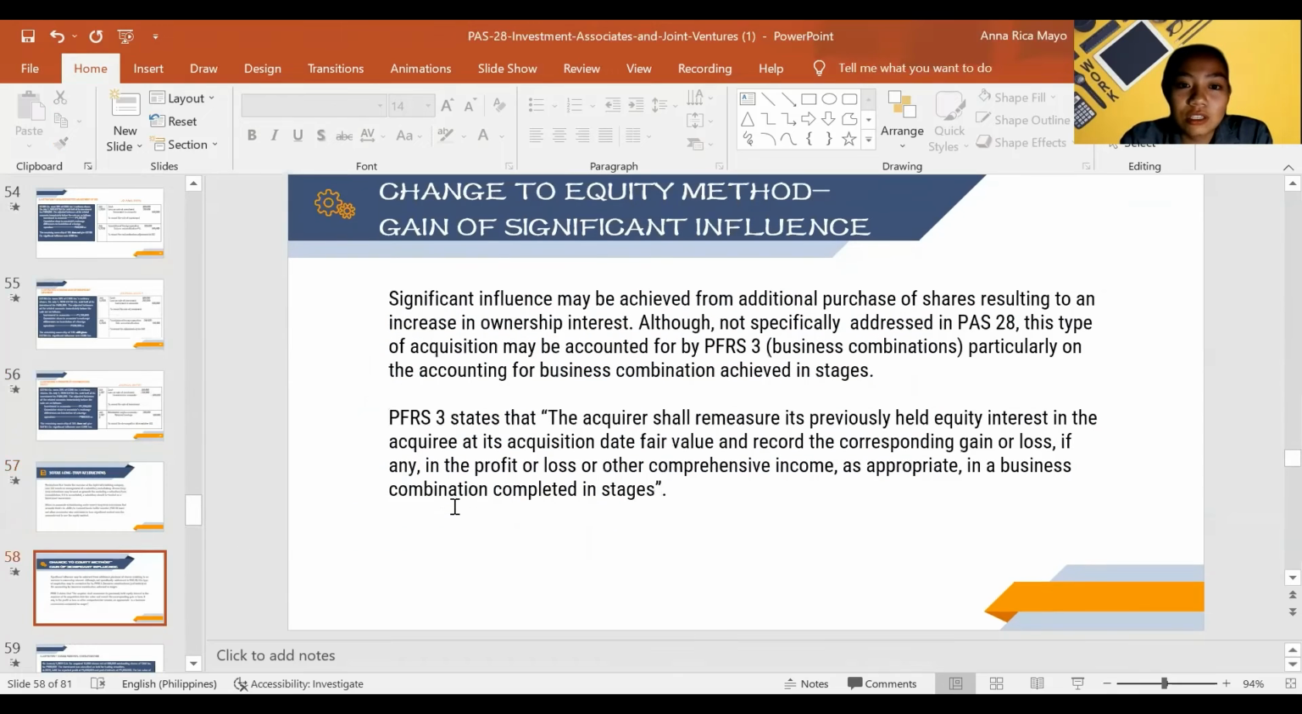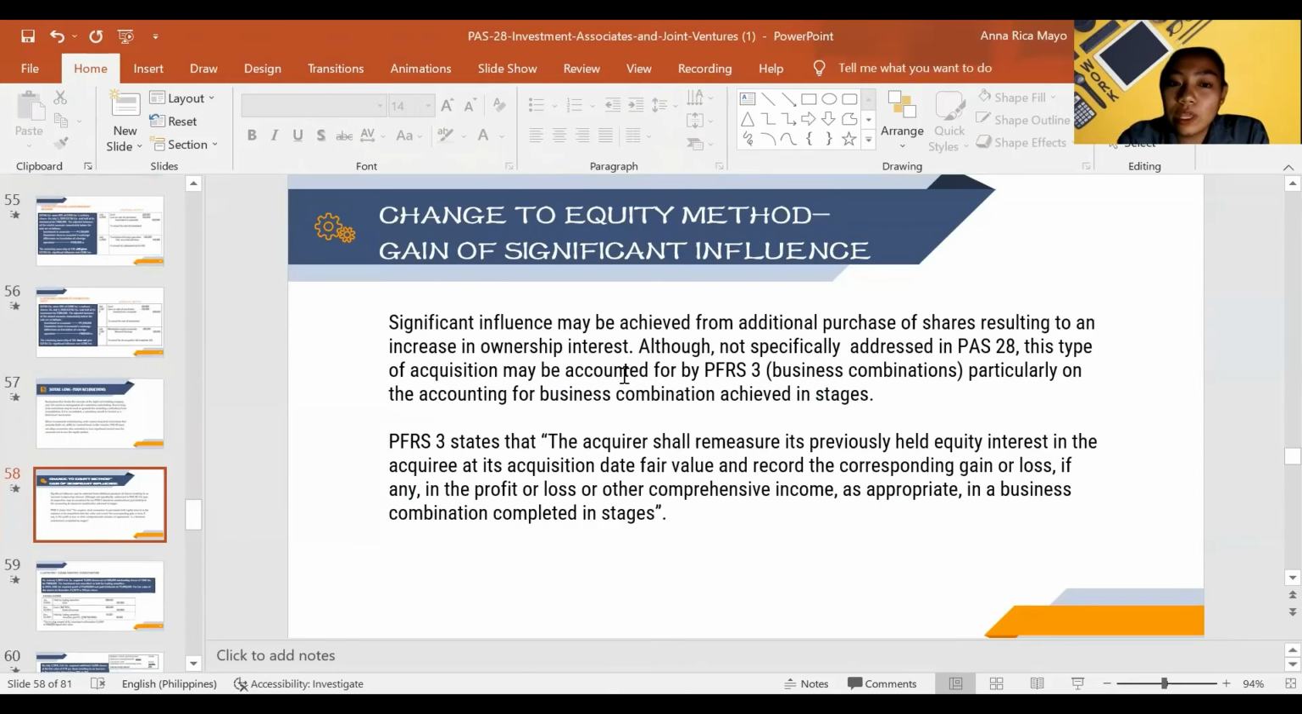And the next is yung change to equity method, gain of significant influence. Significant influence may be achieved from additional purchase of shares resulting from increase in ownership interest. Although not especially addressed in Clause 28, this type of acquisition may be accounted for by PFRS 3, which is the business combinations, particularly on the accounting for business combination achieved in stages.